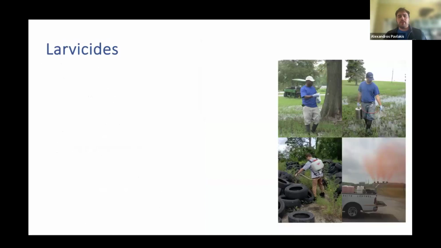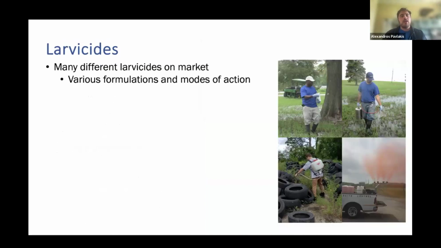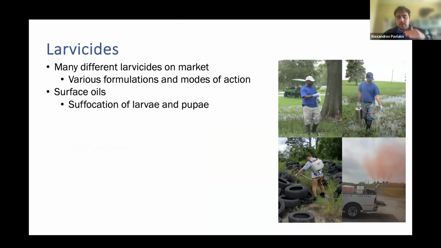With larvicides, there are so many different larvicides on the market with various formulations and modes of action. So I'm not going to go over all the different types of larvicides that we use, but kind of highlight a few that we do here. Surface oils are really great because they suffocate the larva and pupa in the water. And what's really important with this is that in the pupal stage, they're not feeding. So a lot of these other larvicides need to be consumed by the mosquito larva to take effect. Well, these are great because they can control the pupal stage where they're not doing any feeding.